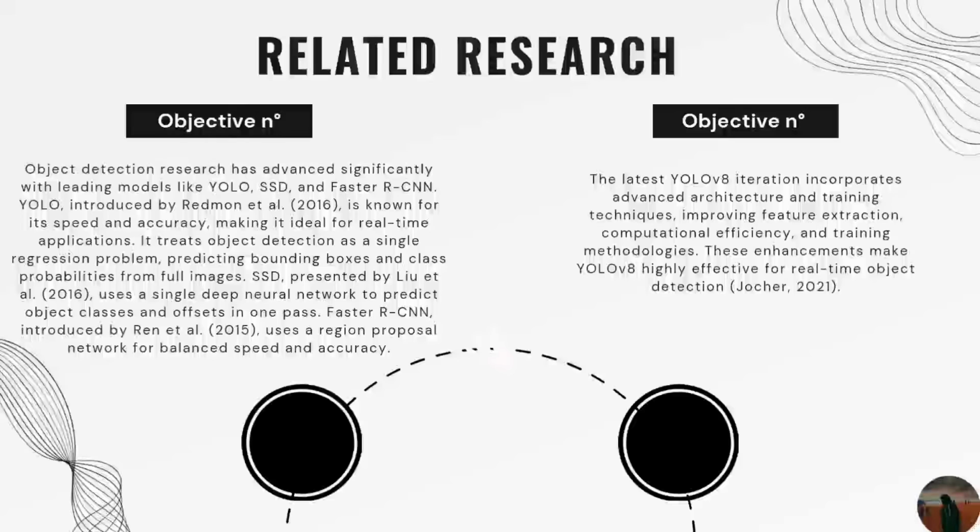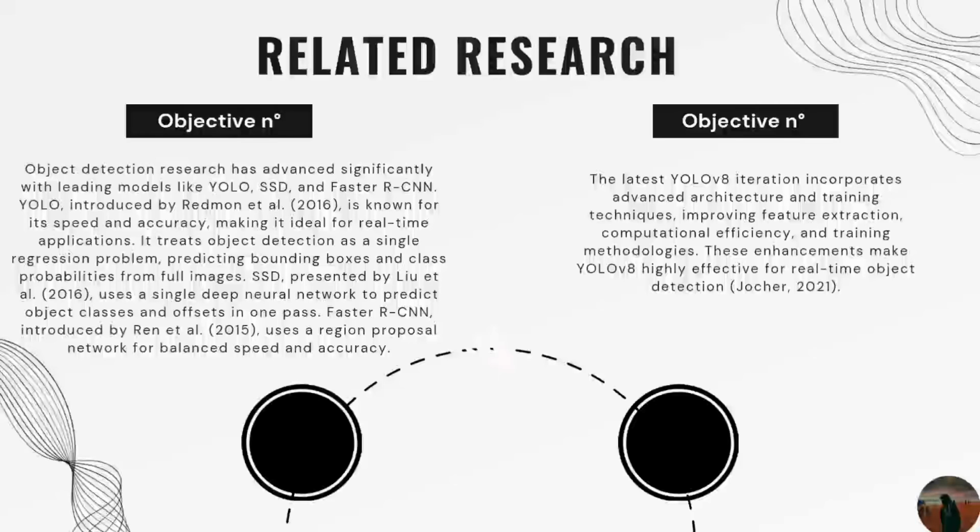For the related research that we have done for this project, object detection research has advanced significantly with leading models like YOLO, SSD, and Faster R-CNN. YOLO, introduced by Redmon in 2016, is known for its speed and accuracy, making it ideal for real-time applications. It treats object detection as a single regression problem, predicting bounding boxes and class probabilities from full images. SSD, presented by Liu in 2016, uses a single deep neural network to predict object classes and offsets in one pass.